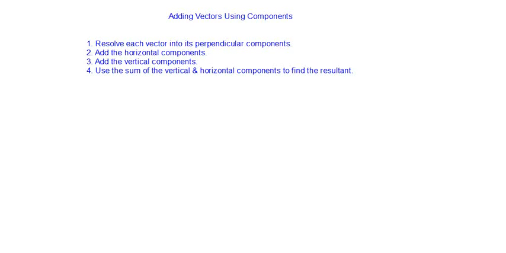This video looks at how to add vectors using components. There are basically 4 steps to this process. The first one is to resolve each vector into its perpendicular components, so one horizontal and one vertical. Once you've done that, you can add the horizontal components for each vector together, add the vertical components together, and then the last thing is you'll use the sum of those components to find the resultant using the Pythagorean theorem. Let's have a look at an example.